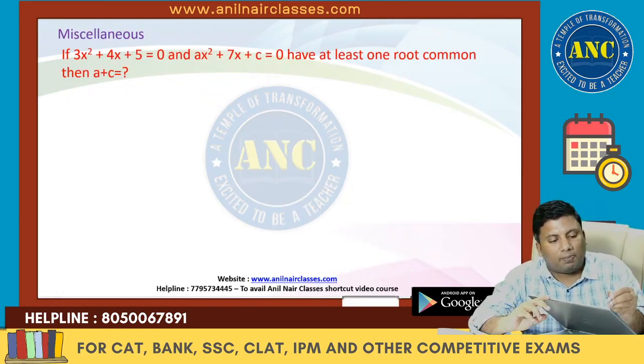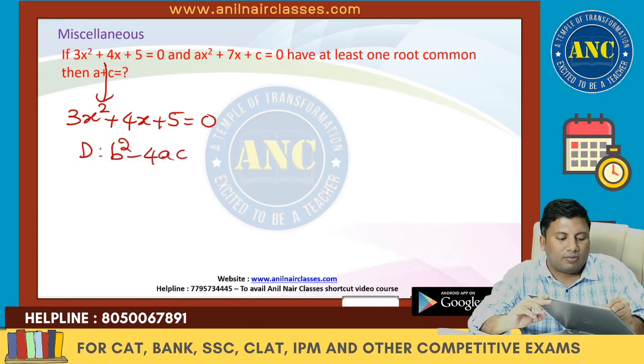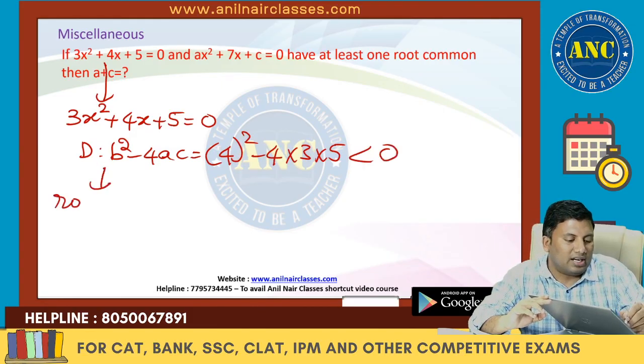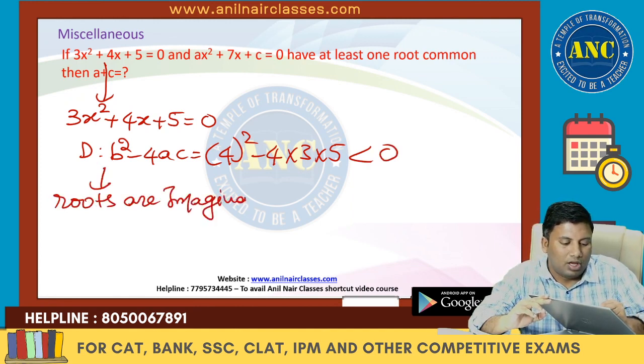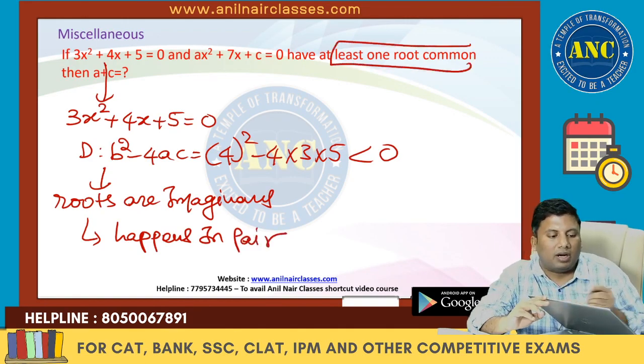If 3x square plus 4x plus 5 is equivalent to 0, the discriminant of this is b square minus 4ac, 4 square minus 4 into 3 into 5, less than 0. If the D is less than 0, that means roots are imaginary. Roots happen in pairs. They will have at least one root common. Here there are two roots.